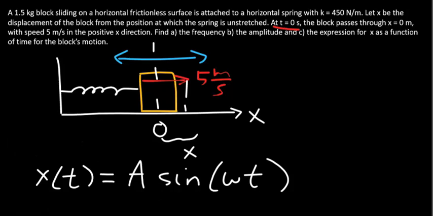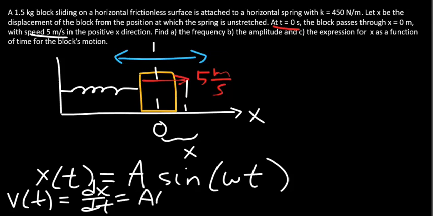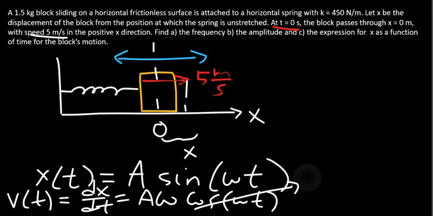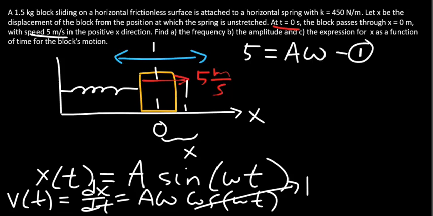And then we are told that it has speed in a positive x direction as it passes through x equals 0 meter at t equals 0 seconds. So that means v as a function of time is dx/dt. So when you differentiate sine, you get cosine. And you get A omega cosine omega t. So when t is 0, this goes to 1, and v is 5. So that means 5 equals A times omega. So that is like equation 1.